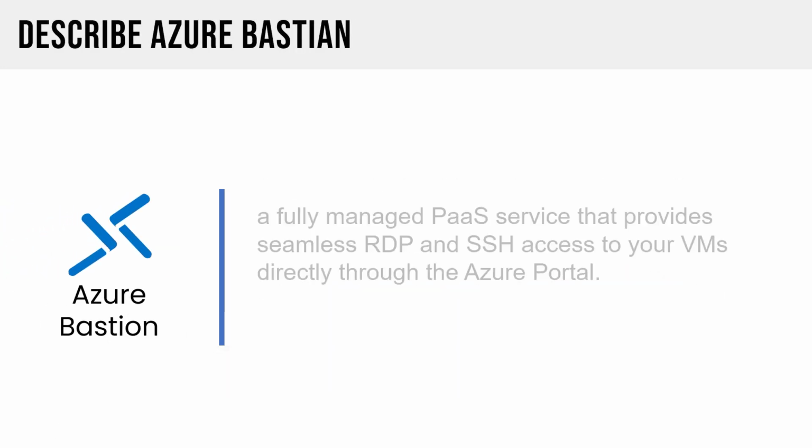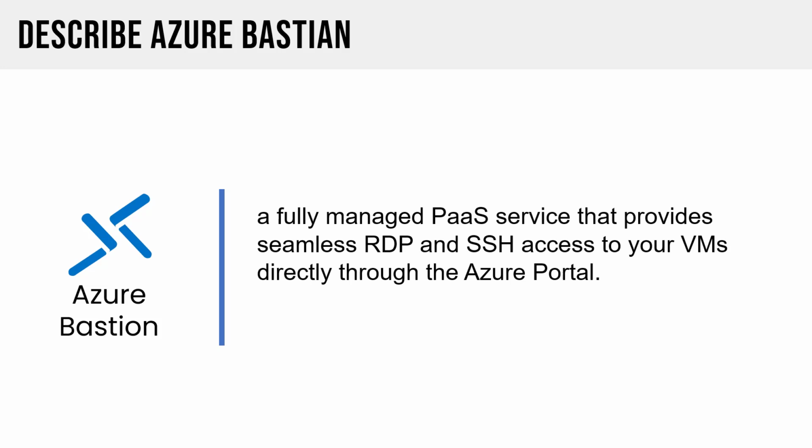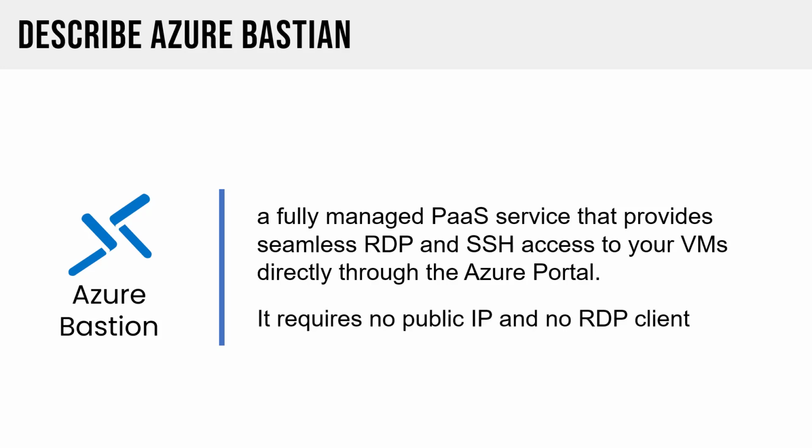Next up is Azure Bastion, which is a fully managed PaaS service that provides RDP and SSH access to your VMs directly through the Azure portal, and it requires no public IP and no RDP client. So the keys here: directly through the portal, no public IP, and no RDP client. That's your value proposition there. So if you see any questions around remote access, that's what you're looking for if the answer is Azure Bastion.